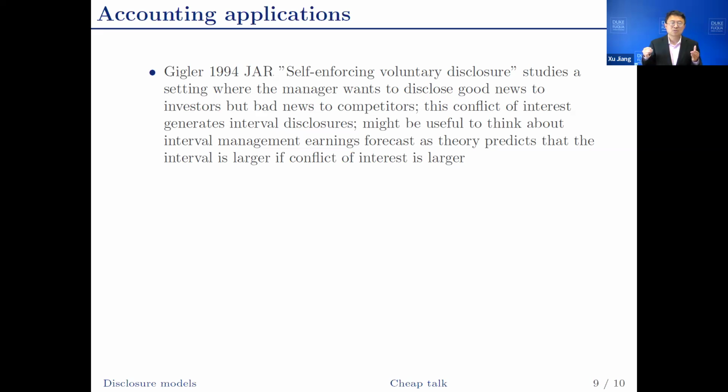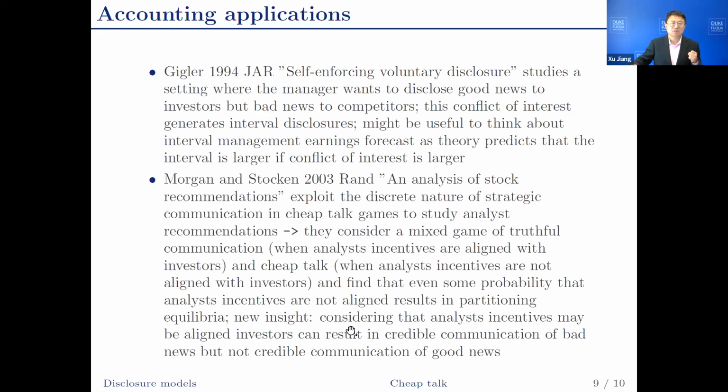And this paper is also interesting from another perspective. It may be useful to think about interval management earnings forecasts using the motivation of this paper, because the theory predicts that the interval is going to be larger when the conflict of interest is larger. So then this might be a testable empirical implication.